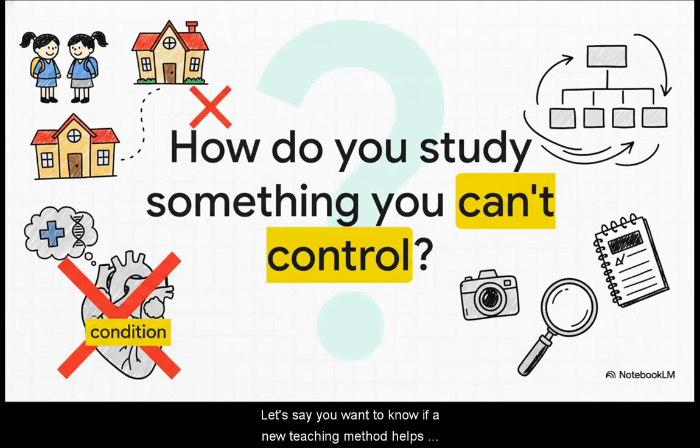So think about it. Let's say you want to know if a new teaching method helps students learn better. You can't just randomly assign kids to different schools, right? Or what if you're trying to understand the long-term effects of a health condition? You can't ethically give someone that condition. So when that gold standard, the controlled experiment, is totally off the table, how do we find solid answers to some of the most important questions out there?